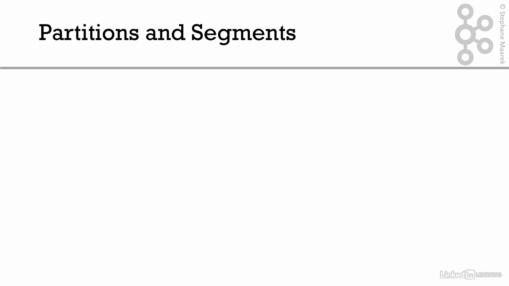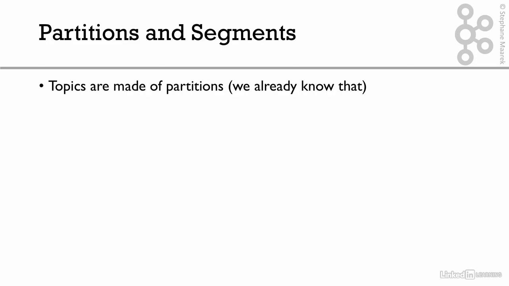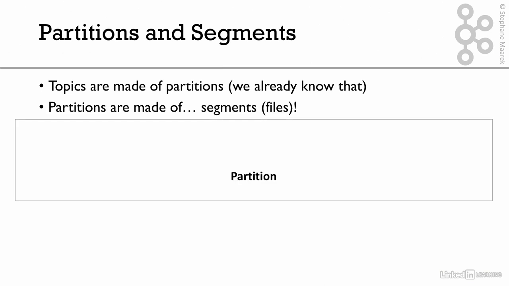Okay, so now we are getting into the deep internals of Kafka, talking about partitions and segments. We know that topics are made of partitions. That's the base. But partitions are made of segments, and each segment is a file. And I promise, segments are made of nothing else. Okay, they're files. So here's what it looks like.